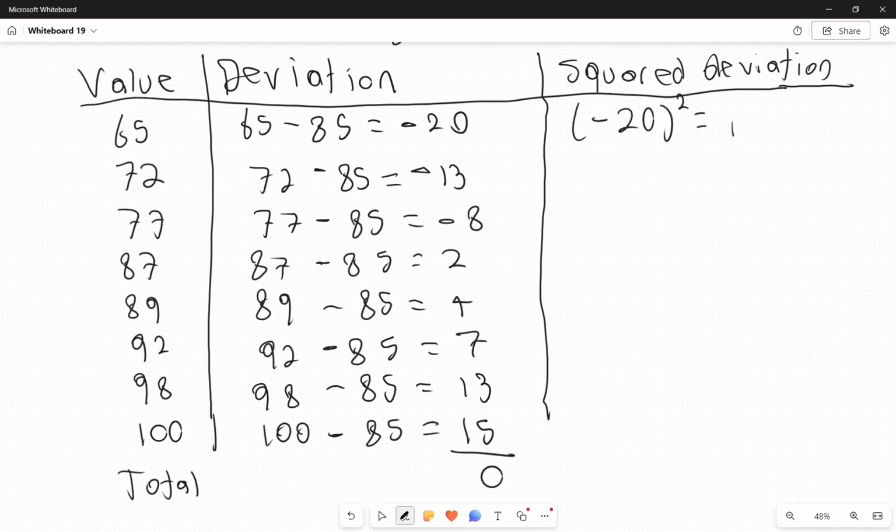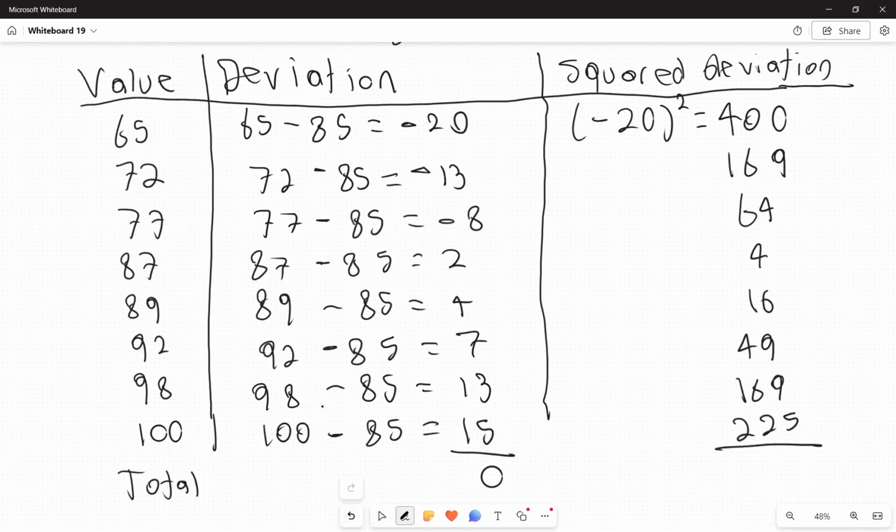Negative 20 times negative 20 is 400. Negative 13 times negative 13 is 169. Negative 8 times negative 8 is 64. 2 times 2 is 4. 4 squared is 16. 7 squared is 49. 13 squared is 169. And 15 squared is 225.